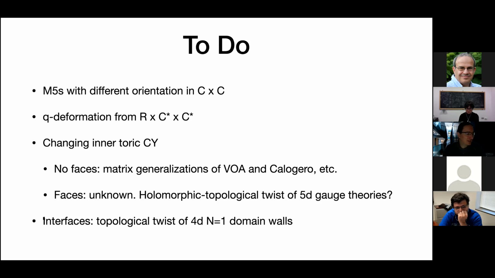Also, another thing I would like to understand better is how to add interfaces to the story. Things that modify a whole C2 at a point in the real direction, because these interfaces will essentially support the topological twist of four-dimensional N equals one objects. So my long-term plan is to learn what the basic building blocks of these holomorphic topological theories are, and then try to assemble them into more complicated setups, more complicated internal geometries, until we can get to the point where we're telling something new about five-dimensional gauge theories, about four-dimensional gauge theories. I don't know if this is actually going to work, but that is the goal.